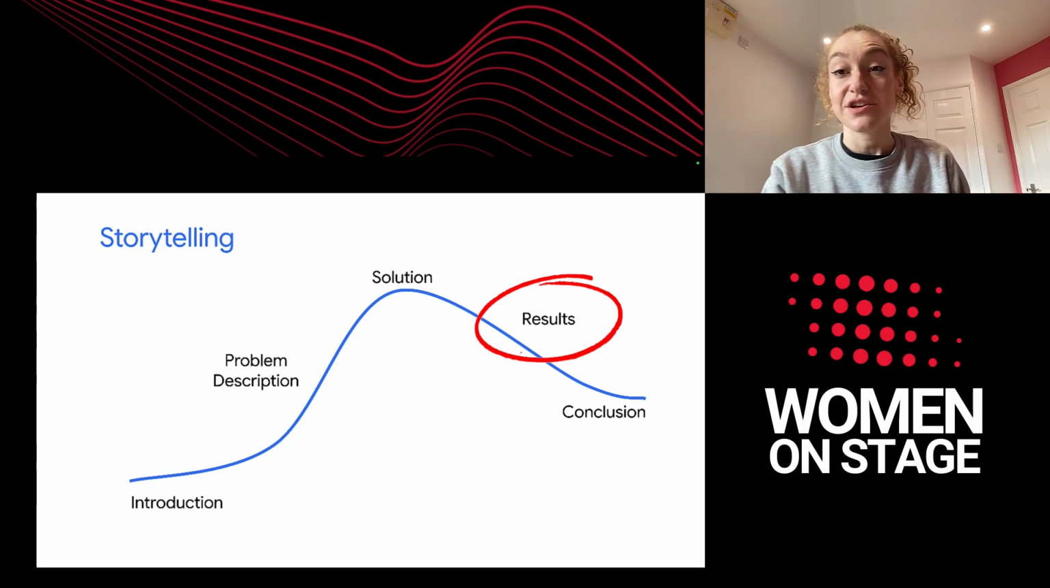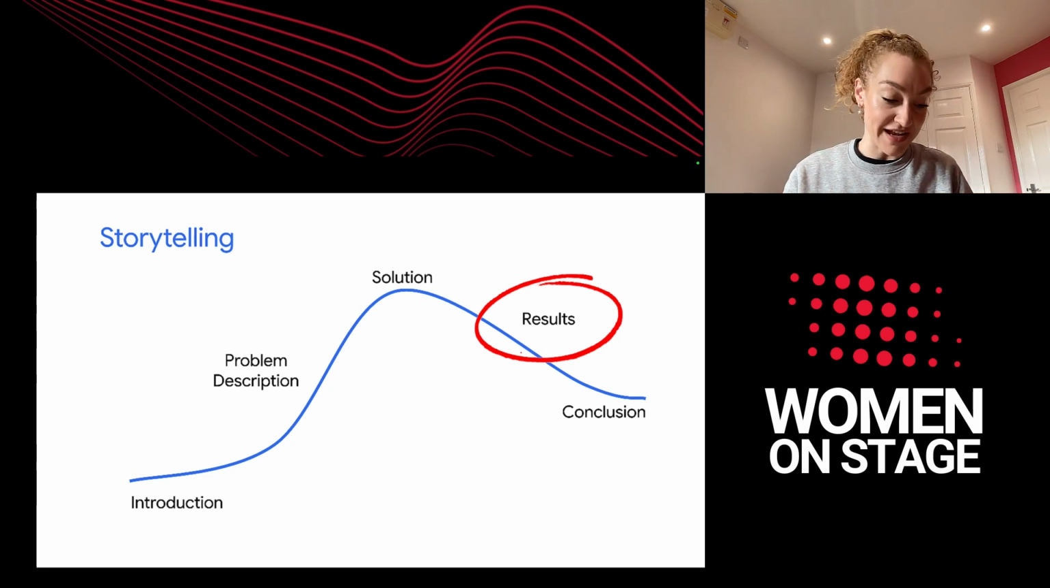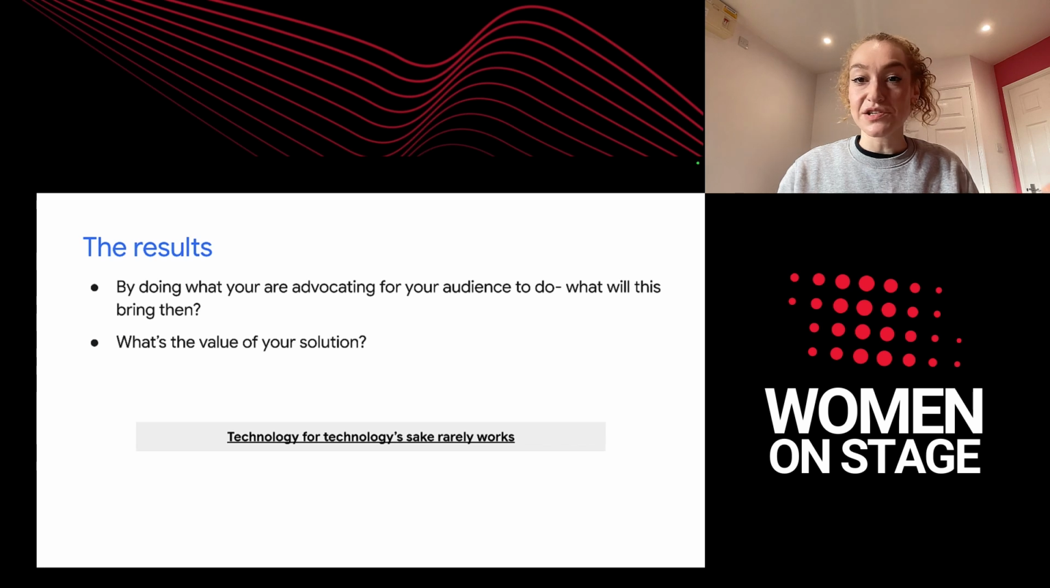Okay, results. As we said, often people forget about the results, but this is really, really important. So what does this mean? The point of this presentation was, as we said at the beginning, to teach the audience something, get them to think about something, get them to feel something, right? So this is where you are giving them that feeling, that thought, that action, whatever it is. This is the crucial moment that really ties everything together.